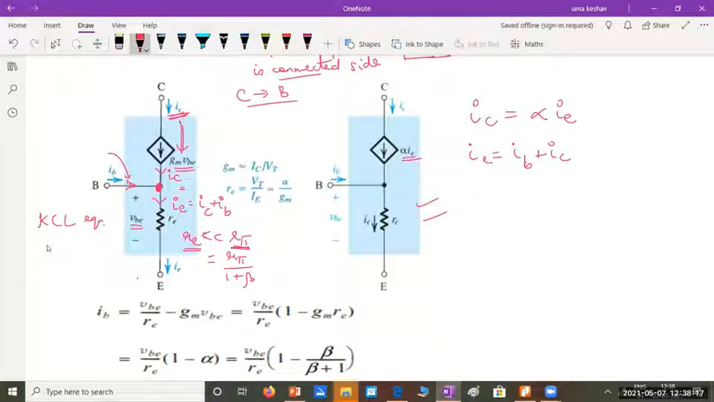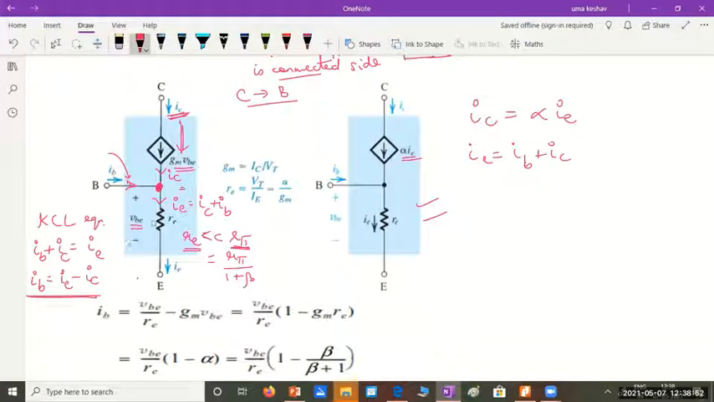Which are the currents entering and which are the currents leaving? Sum of currents entering the node should be equal to sum of currents leaving the node. IB plus IC, both are entering, and IE is leaving the node. So IB plus IC is equal to IE. Since I am interested in the current IB, I can write it as IE minus IC. So I'll bring this IC to the right hand side. IB can be written as IE minus IC.